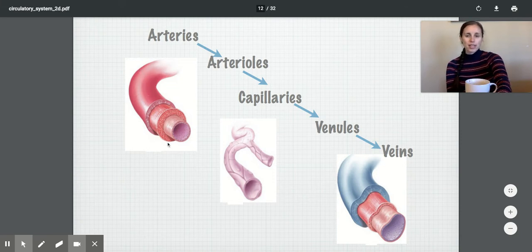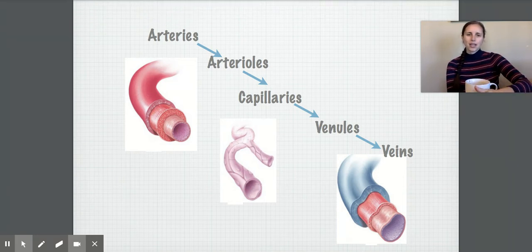That's, again, to withstand the incredible amount of pressure that's coming from the heart. Arteries then get smaller into arterioles. This is almost just like an intermediate step before we get to capillaries. Capillaries are incredibly small. They're incredibly thin. Actually, many capillaries are 1 cell thick. This is going to allow more efficient exchange.